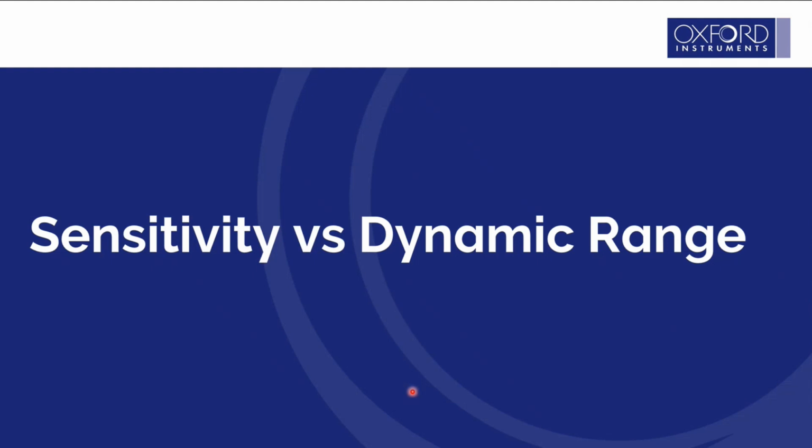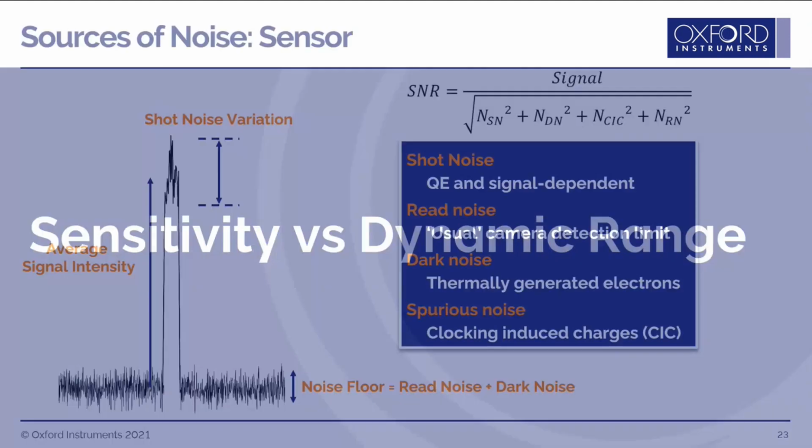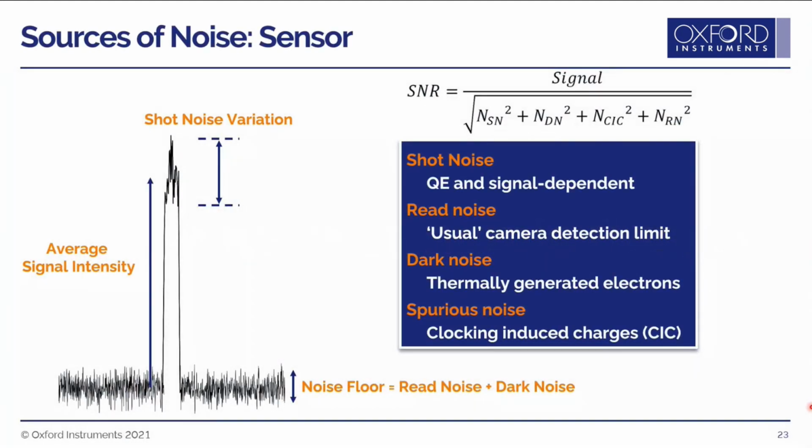But yes, I just want to move on to the question of what determines your sensitivity and dynamic range. What are the factors that affect the quality of the images you're getting? So I'm going to talk about some of the main noise sources that you get within the camera, and ways in which you can mitigate these noise sources, which I alluded to previously but maybe haven't spoken about.